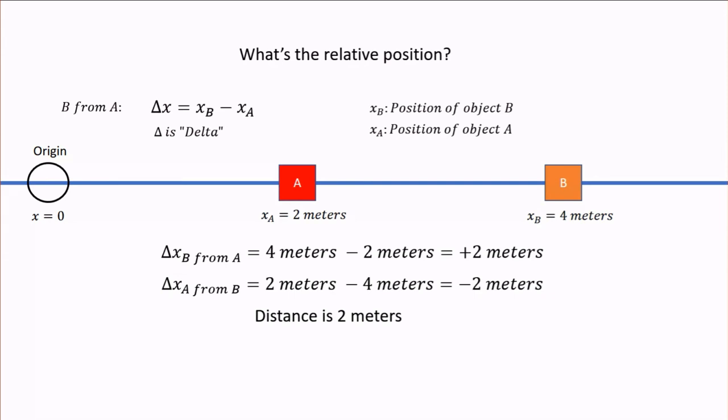So to calculate distance, we would use this formula, where those lines mean the absolute value, which turns a negative number into a positive number.